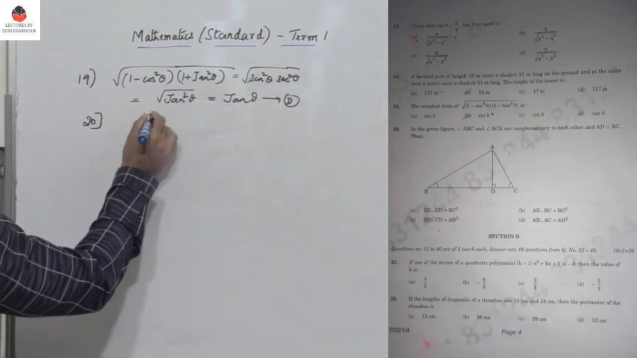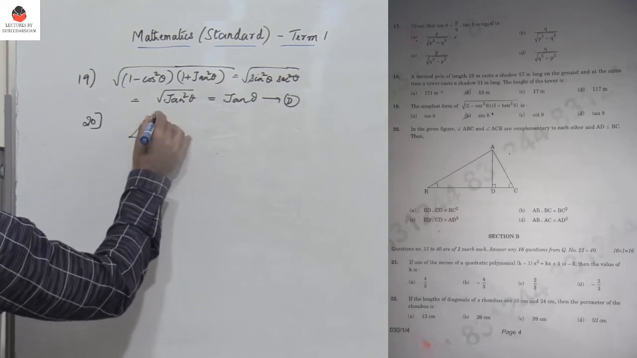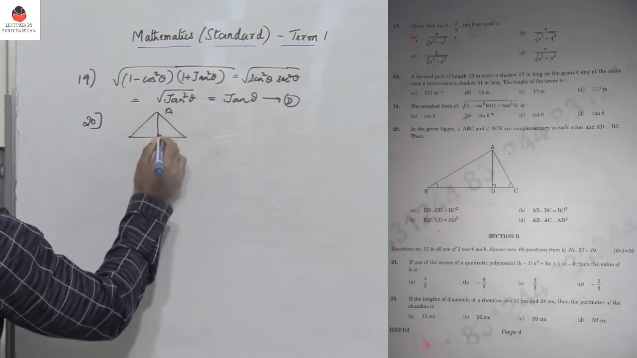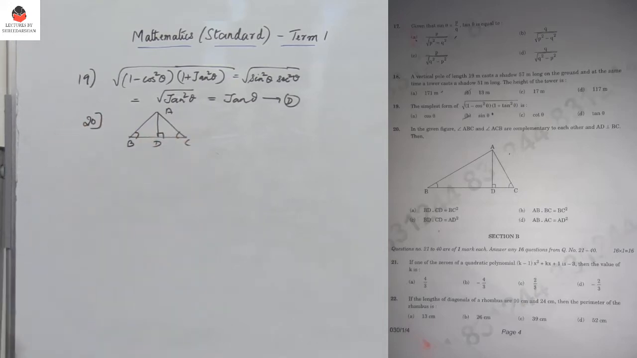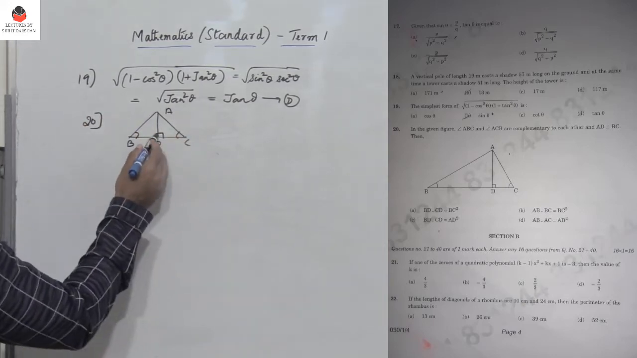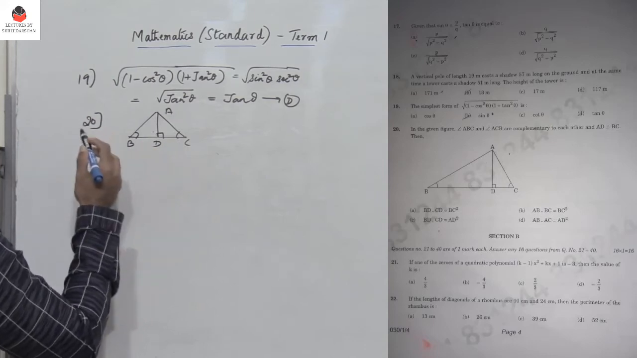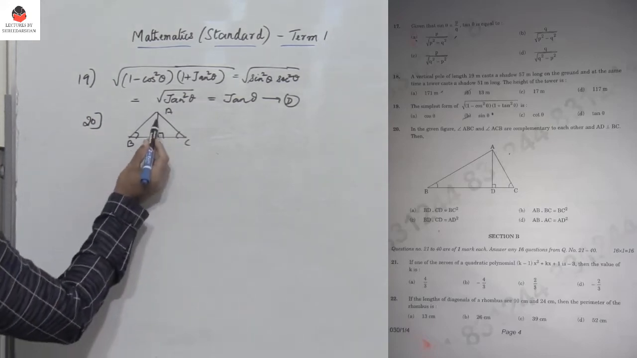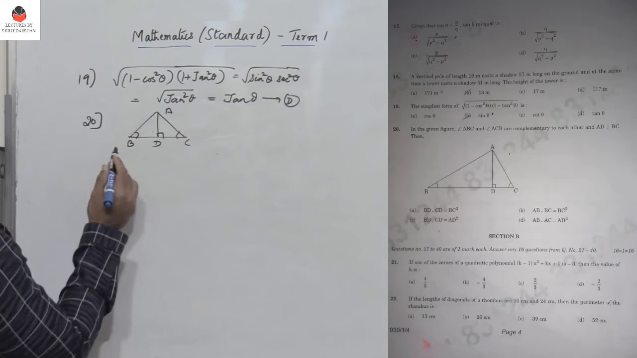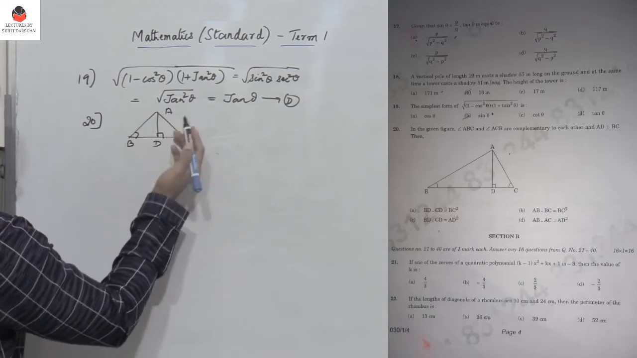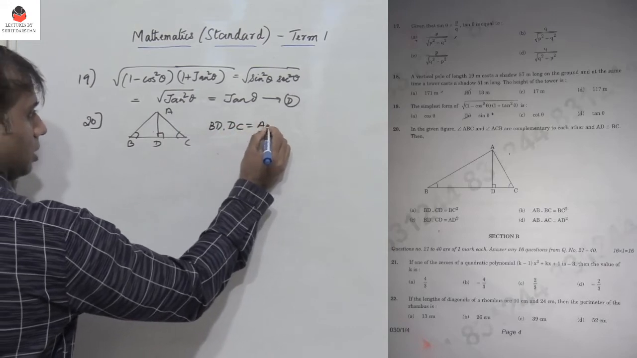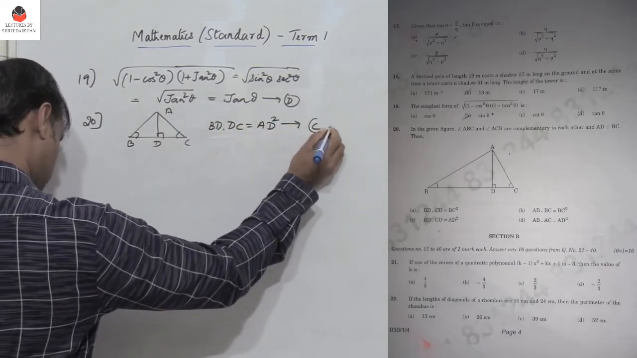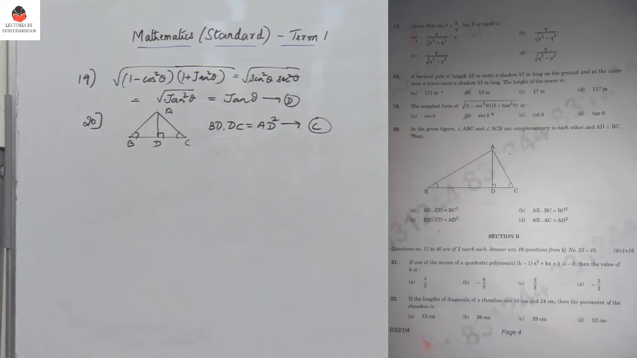20th one, we have a triangle which is A, D, B and C. D is 90 degrees. So angle ABC and angle ACB are complementary. So given, of course, AD is the common side. So BD into CD is equal to AD square, which is C. So this completes 20 problems.